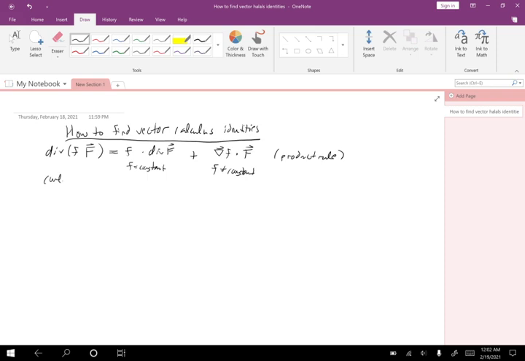And there's going to be something similar for the curl. And remember, these are actually just the dot products with the gradient operator. And so that should help you see why there's a product rule. Just think of this as a one-dimensional derivative.